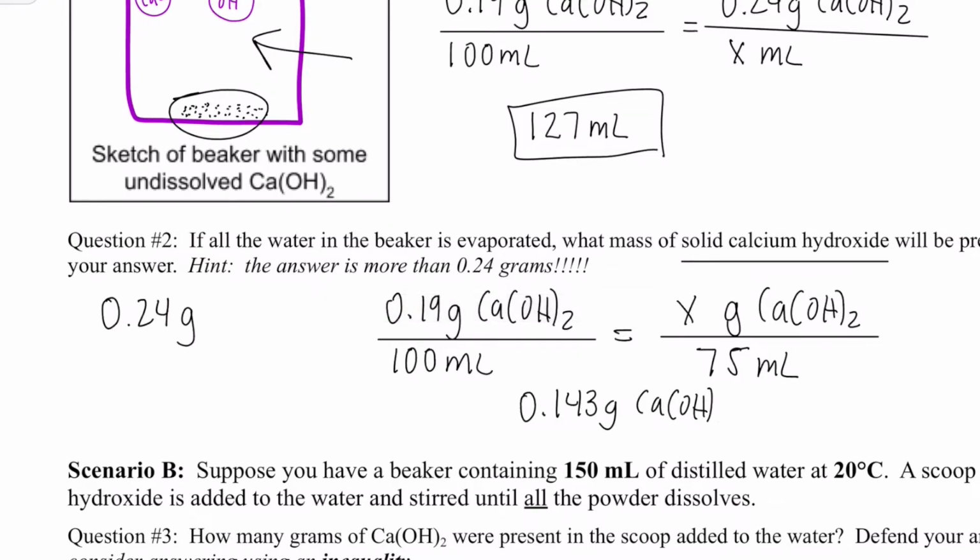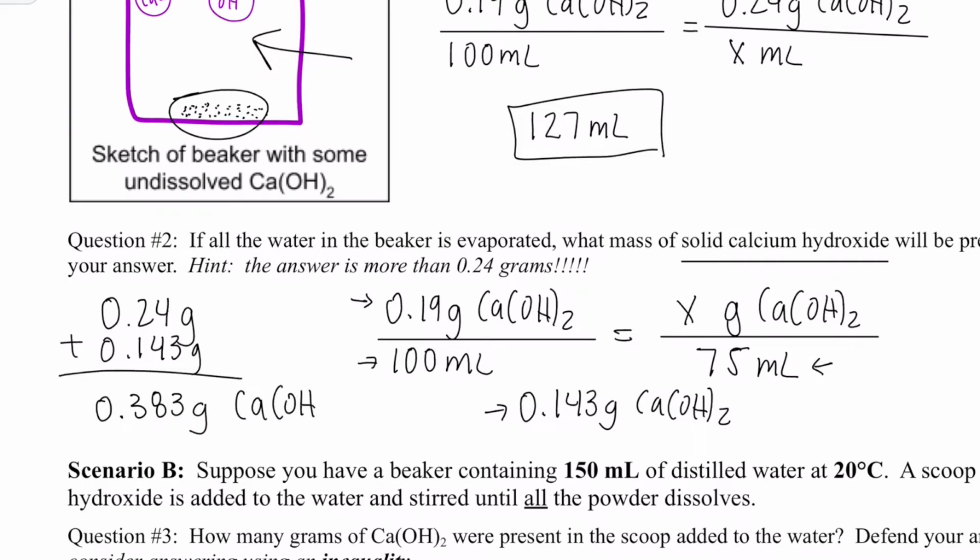That makes sense because the limit of solubility here is 0.19 for 100 milliliters. This sample had 75 milliliters, so this number should be less than 0.19, which it is. Then to get the full answer, you add them together for a total amount of salt dumped in. So this is the scoop. The scoop was made of 0.383 grams calcium hydroxide.